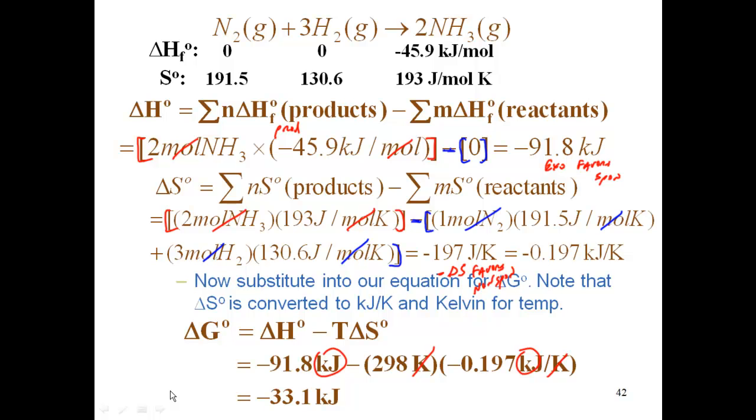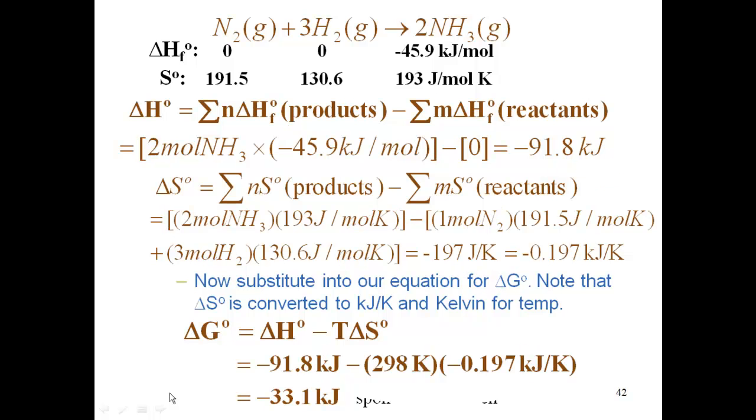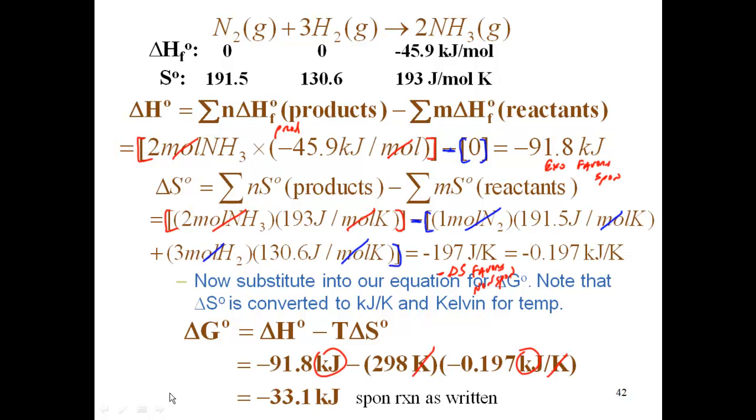We said it would be a negative value because we said it would be a spontaneous reaction as written. That was being dictated by that negative 91.8 in its enthalpy. So at low temperature, the enthalpy was going to rule, and it did in this case. If we were at a higher temperature, 1,000 or so, then the entropy would rule, and it would be the opposite. It would be a non-spontaneous reaction.